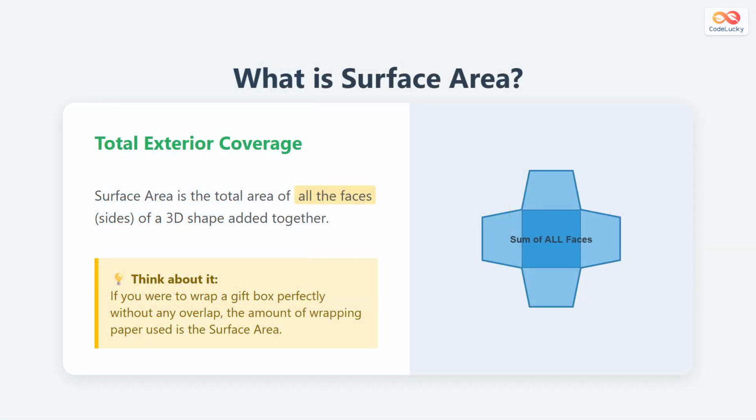So, what exactly is surface area? It represents the total area of all the faces or sides of a 3D shape added together. A great way to think about it is to imagine wrapping a gift box. The amount of wrapping paper you need to cover the box perfectly, without any overlap, is equal to the surface area.